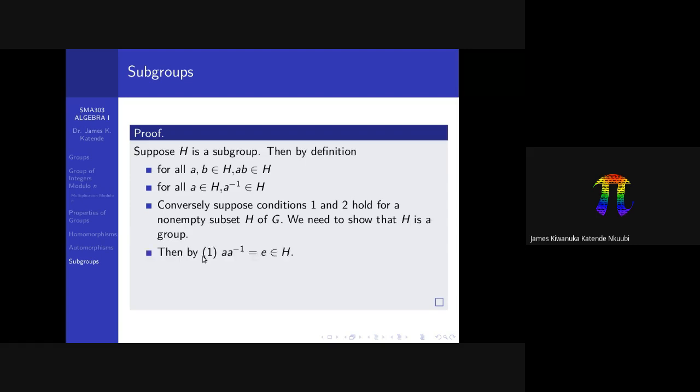We already have these two conditions. We assume they hold, right? When we are considering the converse, we assume a non-empty subset which satisfies these two conditions. So automatically, the first condition says the product of any two elements in H will be in H. And if these two conditions are satisfied, it means a and a inverse will be two elements in H. So their product must also be in H.